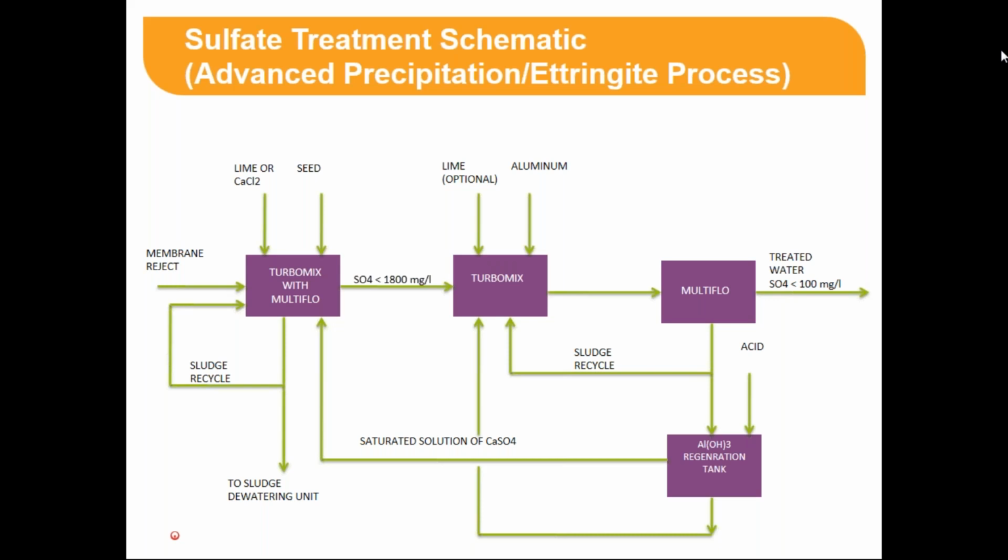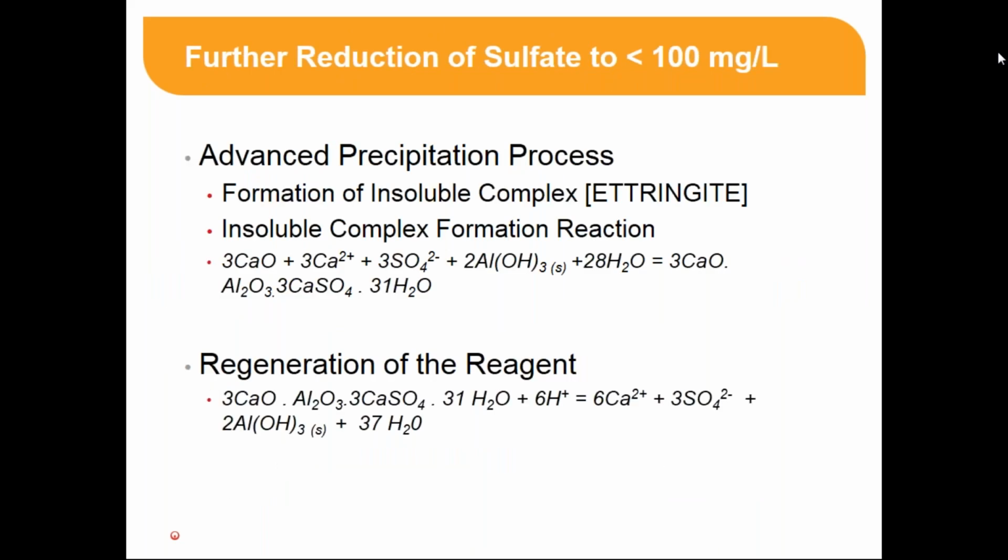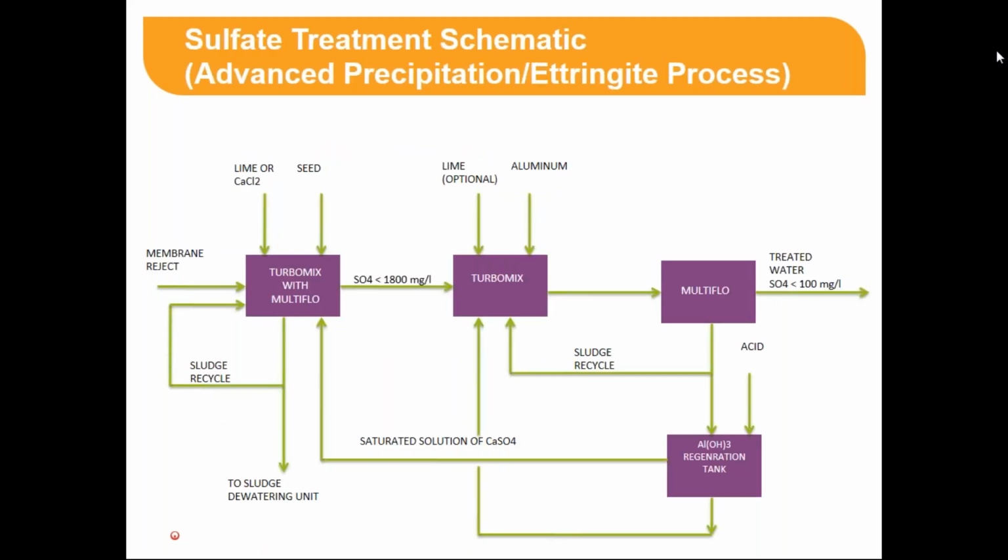Then the ettringite sludge, or ettringite solids, goes to the solid liquid separator, which is typically a multi-flow. Then a portion of the sludge is recycled back. You can see it goes back to the turbomix tank, and the other portion is sent to the aluminum hydroxide regeneration tank, which in this slide you can call regeneration of the reagent. That's what we are doing in this aluminum hydroxide regeneration tank, where we add an acid. So what does this acid do? It breaks down the ettringite solids and it regenerates the gibbsite, or aluminum hydroxide.